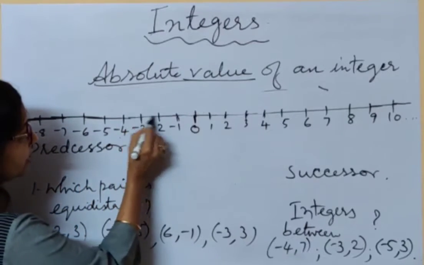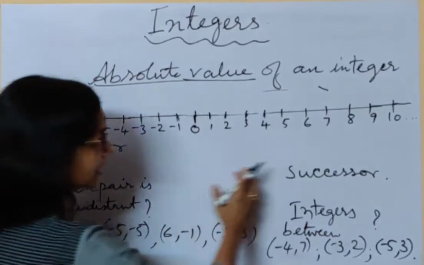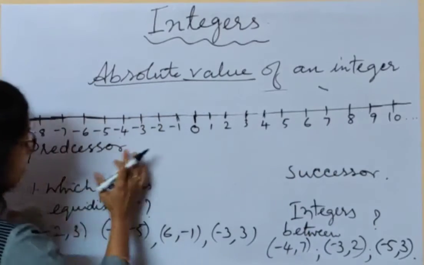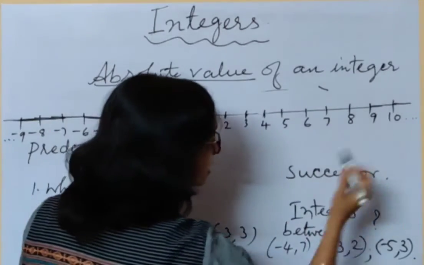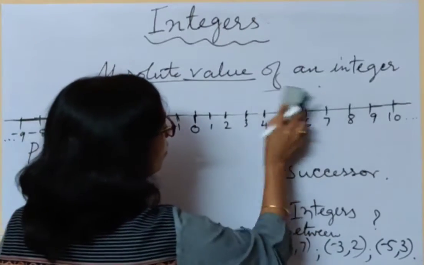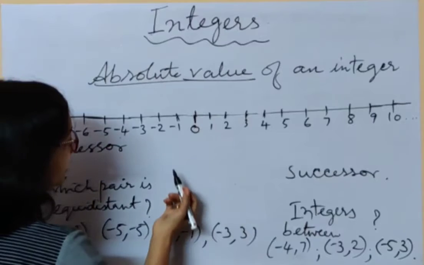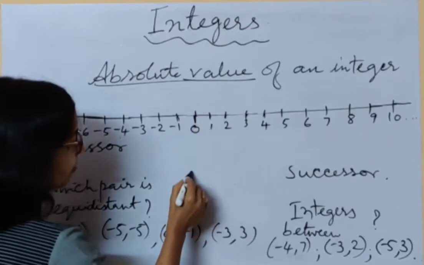I have written predecessor on my left and successor on my right, because successor is an increasing number and predecessor is a decreasing number. Predecessors are decreasing numbers and successors are increasing numbers. So now let us take a number, let me take the number 1.